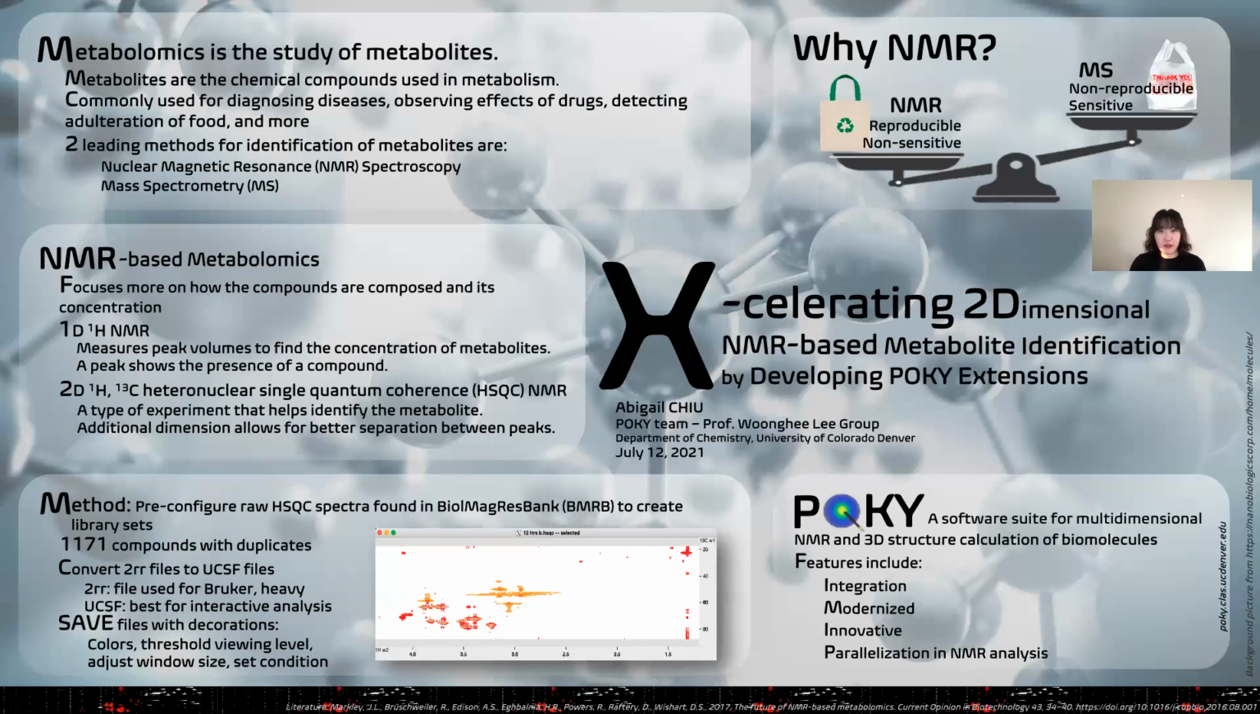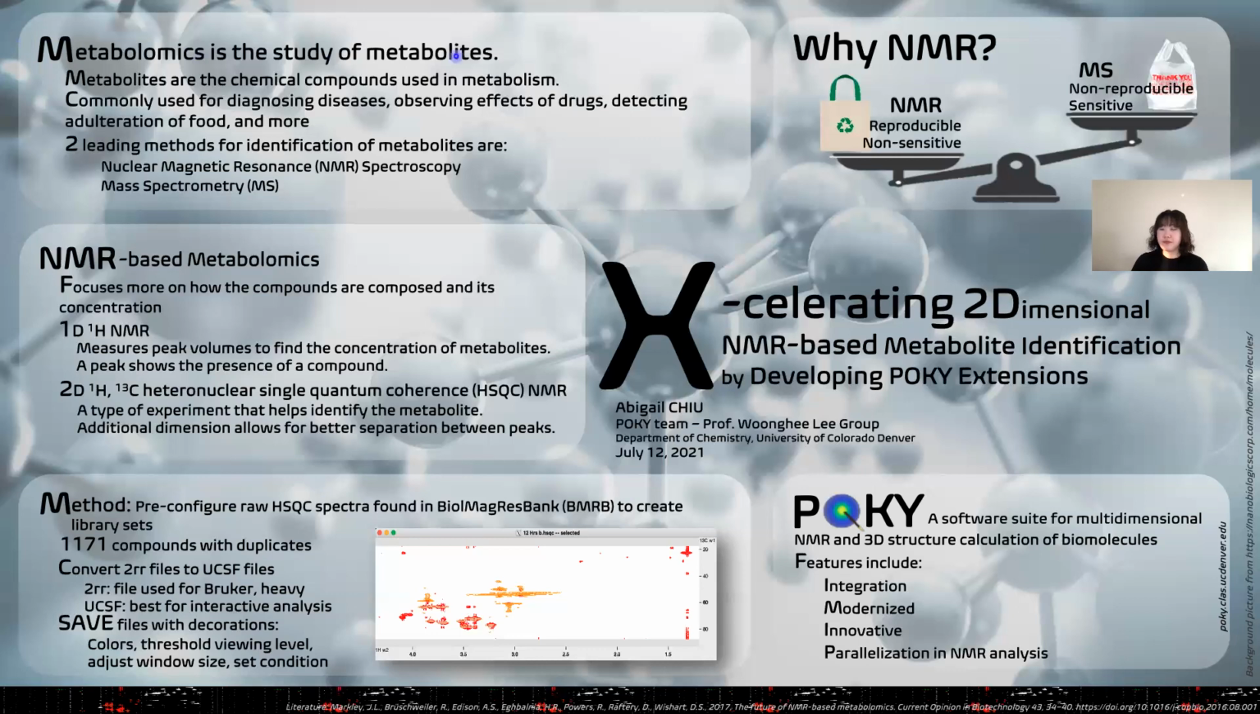This is metabolomics, which is what my project is on. Metabolomics is the study of metabolites. Metabolites are the chemical compounds used in metabolism. This type of study is commonly used for diagnosing diseases, observing the effects of drugs, and detecting adulteration of food. The two leading methods of identification of metabolites are nuclear magnetic resonance spectroscopy and mass spectrometry. These two methods use different machines to analyze the biochemical pathways. For my project, I chose to focus on the NMR method.